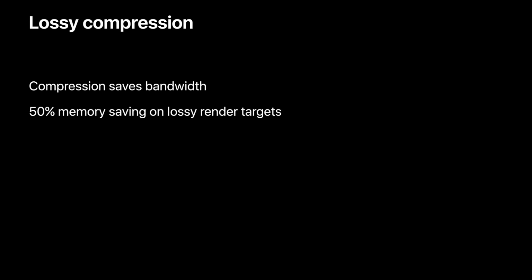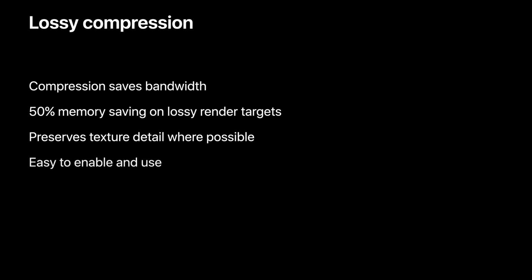So in summary, lossy compression saves the same bandwidth as lossless compression, while also saving 50% of the texture memory. You can save significant amounts of memory depending on the use case and how much you choose to use lossy compression in your apps. Lossy compression aims to preserve texture detail, only slightly reducing the quality for regions where the compressed texture data doesn't fit. And lastly, lossy compression supports common texture types, common pixel formats, and all GPU access modes other than shader writes, making it easy for you to use lossy compression. Thanks for listening, and now I'll hand over to Caitlin.